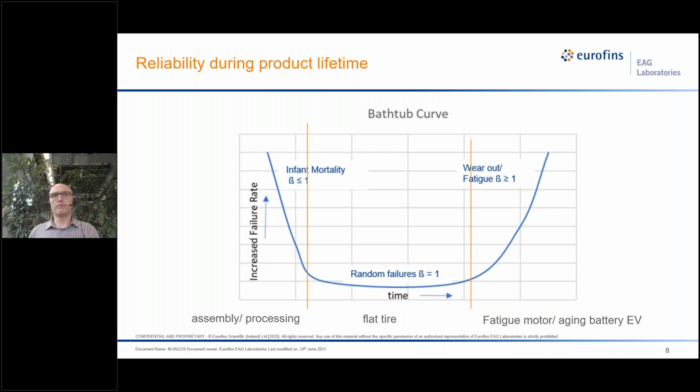The last phase consists of wear out and fatigue. For example, the aging of a motor or battery. Wear out, fatigue, that's typically recognizable because of the increasing failure rate. Wear out mechanisms begin to dominate the end of life of a product.